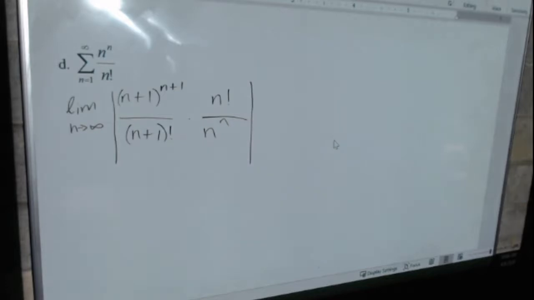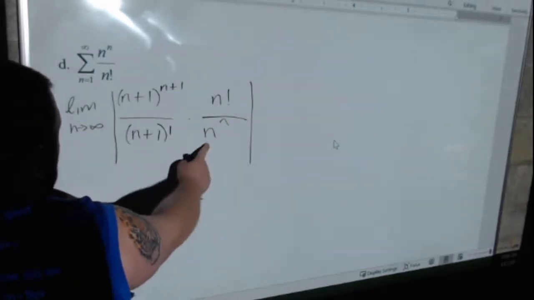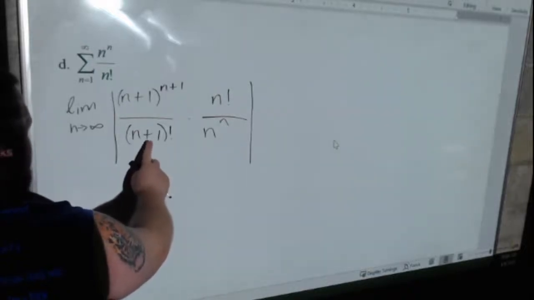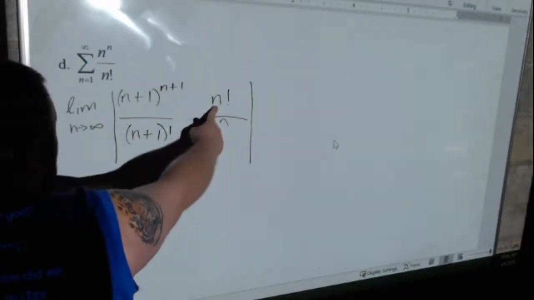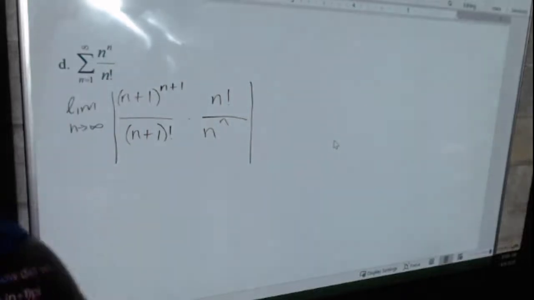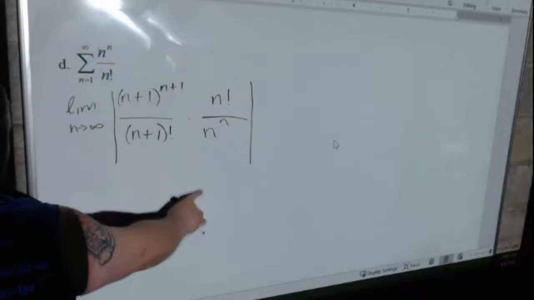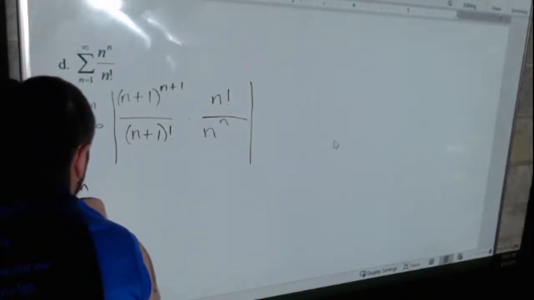So you might look at this at first and go, uh-oh, these aren't going to cancel. But we're okay. This n plus 1 factorial is the thing that we have to reduce. Because if we tried to reduce this one, we'd get down to n minus 1. That's not going to cancel. But this one will go from n plus 1 to n factorial. So let's write that down.